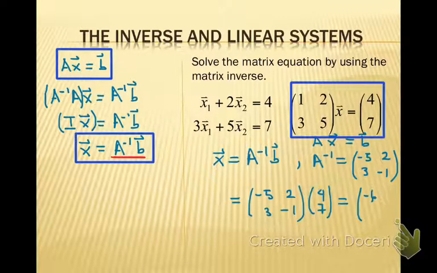We get -6 and 5, which is the solution to the linear system. So in conclusion, if your coefficient matrix A is invertible, then we can find the solution to the matrix equation AX equal to B by simply finding the inverse of A and multiplying it by B. So our solution for this linear system is x equal to the vector -6, 5.